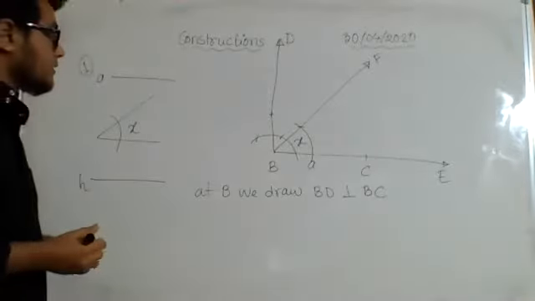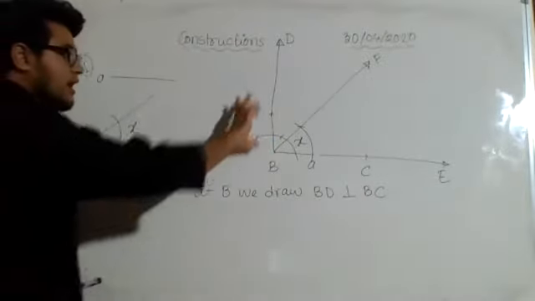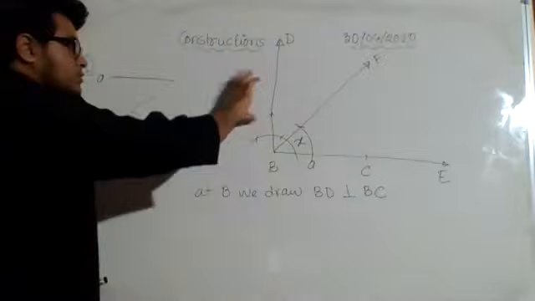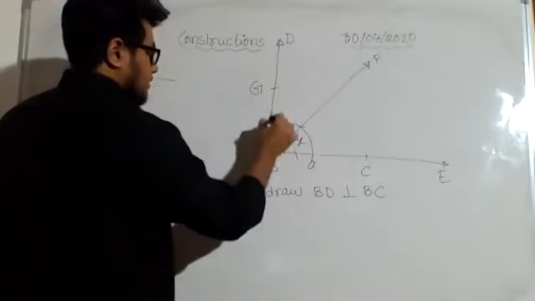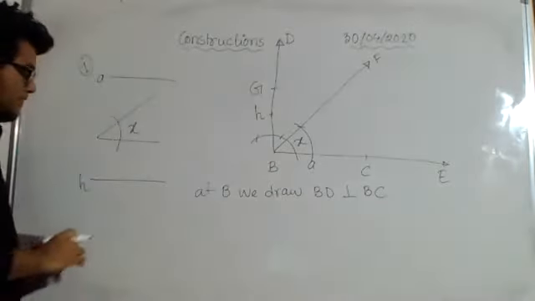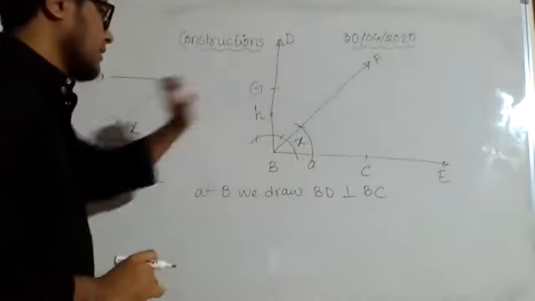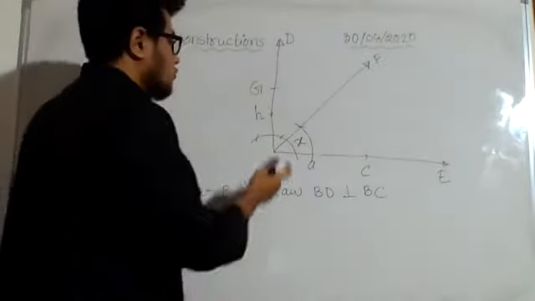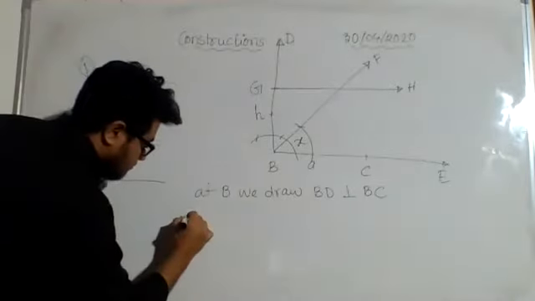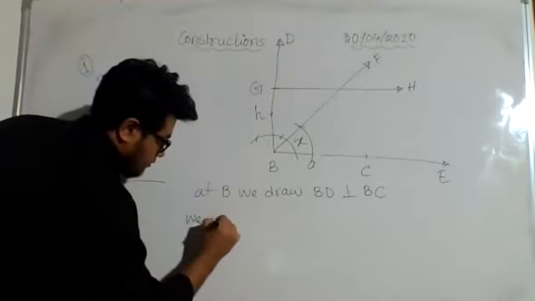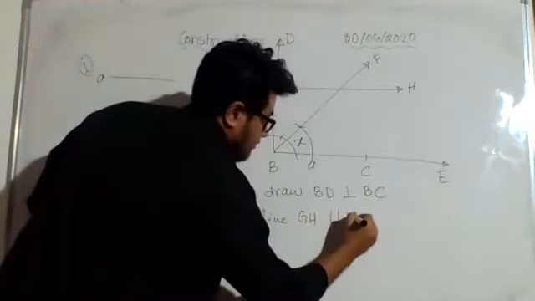Okay? Then from BD, the height, remember, we will cut the height from the perpendicular. So from BD we cut BG equal to h. Take this length and cut it here. Then what we have to do? We have to draw a line. Let us say this is GH. We have to draw a line GH which is parallel to BC.